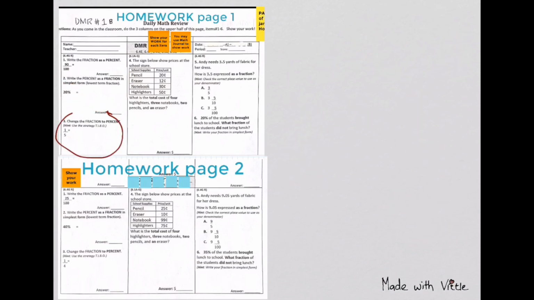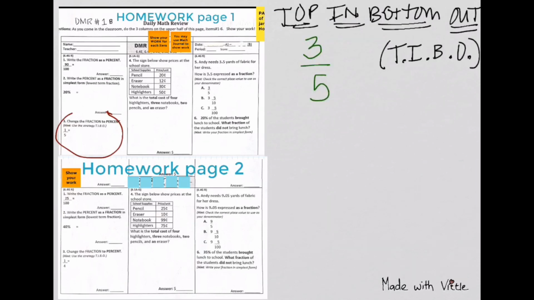So it says on number 3, change the fraction to a percent. But there's a hint. Use the strategy top in bottom out, or TIBO. So I'll give you another example. Instead of me using that 1/5, I will have 3/5. So how do you change a fraction to a decimal and then a percent?